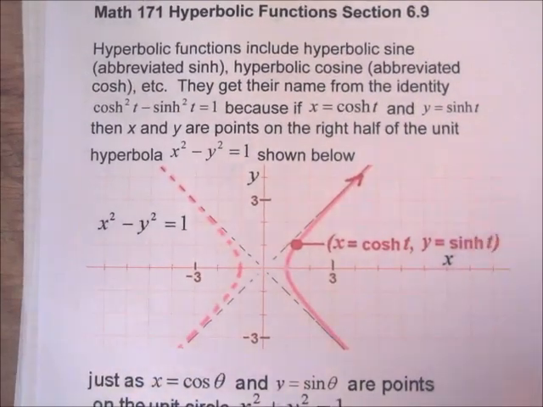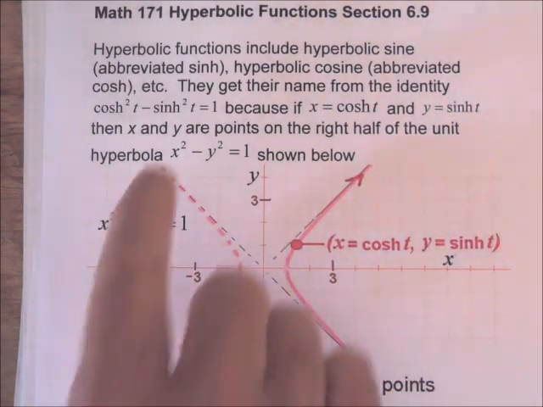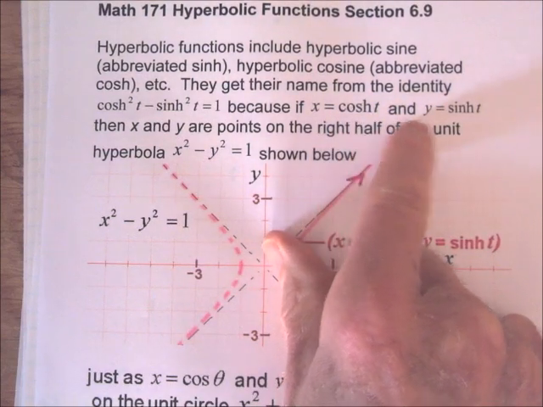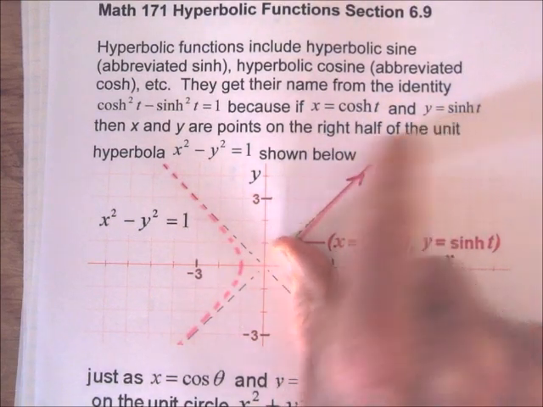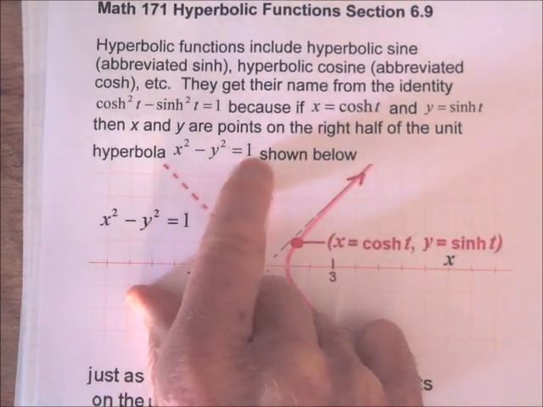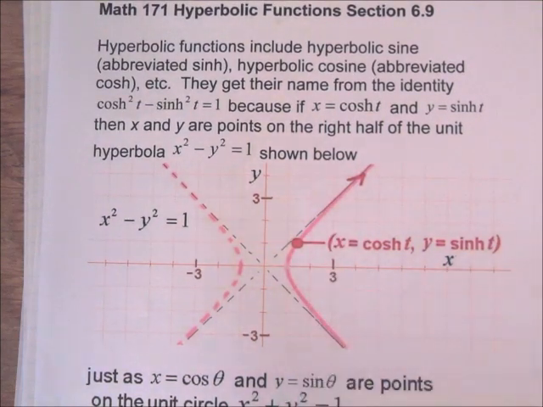Hyperbolic functions, section 6.9. Hyperbolic functions include the hyperbolic sine, abbreviated sinh, pronounced "sinch", hyperbolic cosine, abbreviated cosh, etc. They get their name from the identity cosh squared minus sinh squared equals 1, because if x equals cosh t and y equals sinh t, then x and y are points on the right half of the unit hyperbola, x squared minus y squared equals 1, as shown here.